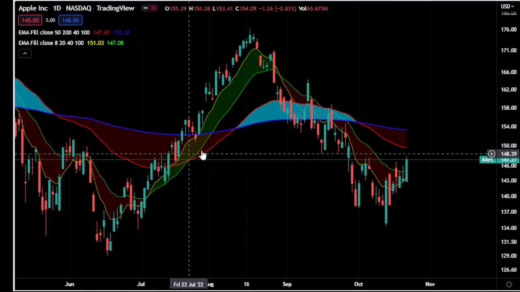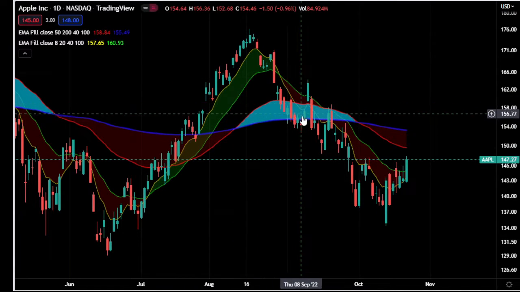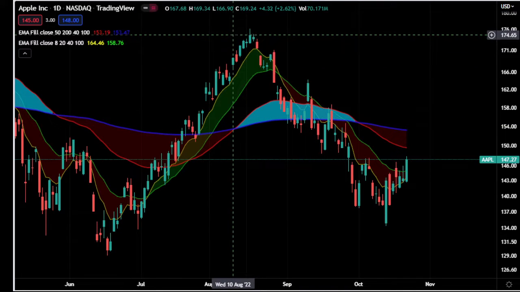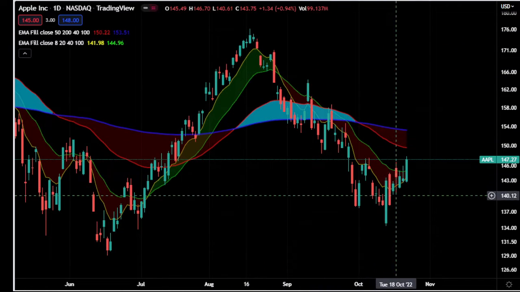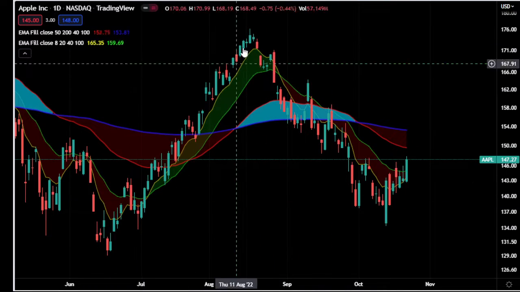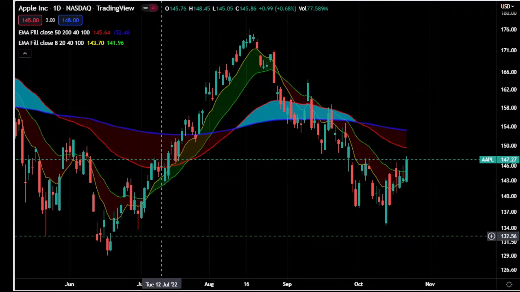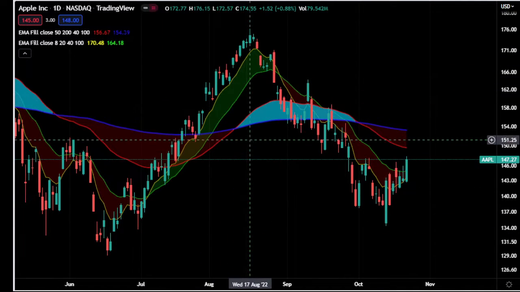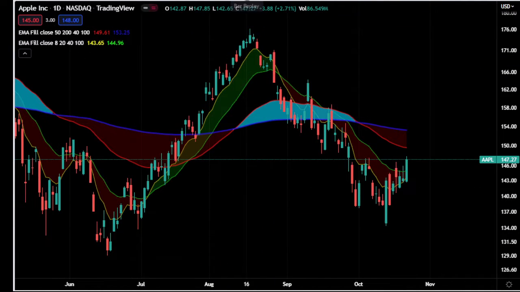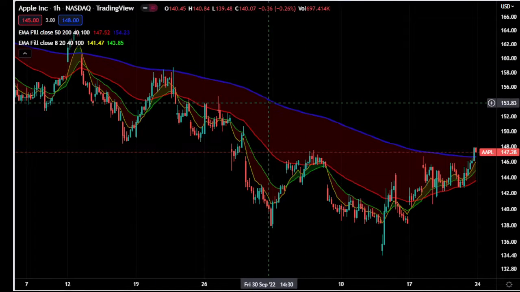trending, and the 50 is below the 200 here. And now the 50 is above the 200, but the 200 is below. And this is really a difficult trend to kind of grab onto and understand exactly how things are happening while these are moving around. Let's dive into the 1-hour chart of Apple.